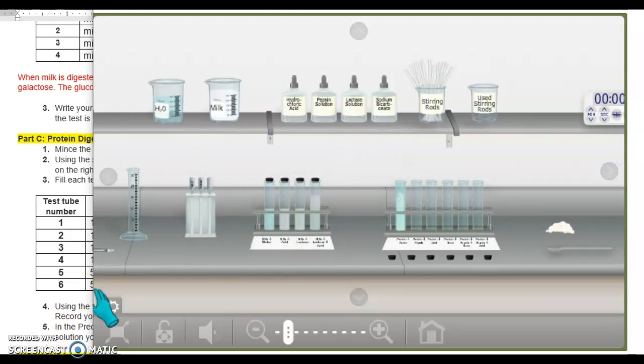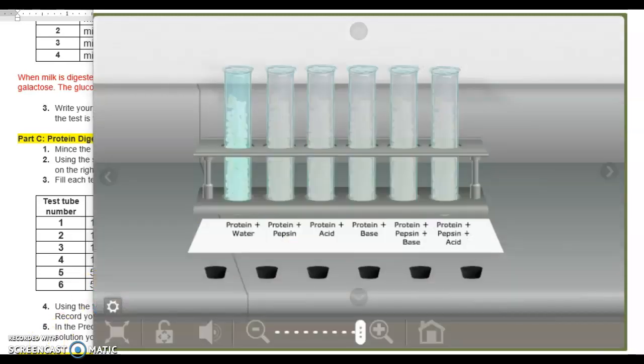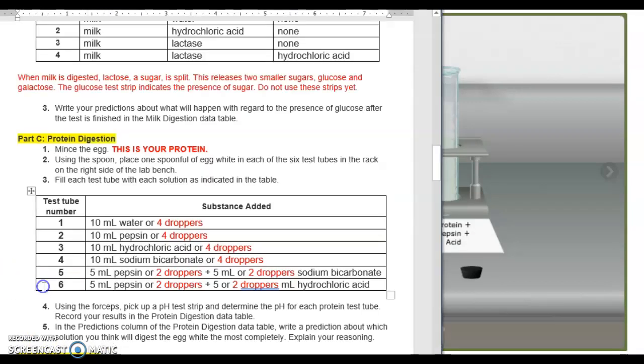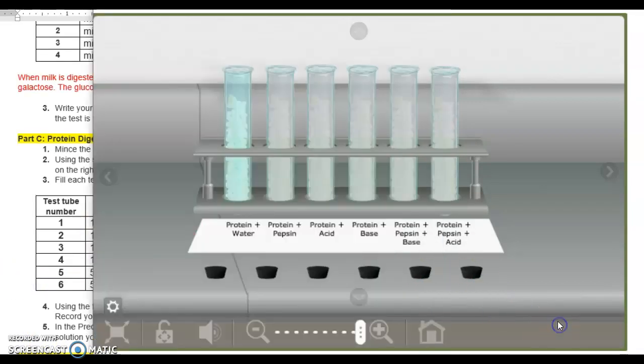Hold on 1 second. As you can see, I have finished setting up the 6 test tubes with the required ingredients. The reason this first test tube here is blue is just to indicate that it's water. The second test tube is protein and the enzyme that works to break it down. The third test tube is protein and acid like you'd find in your stomach. The fourth is egg and the base that you'd find at the other end of your digestive system on the way out. The fifth test tube is the pepsin and the base. And the sixth one is the pepsin and the acid.